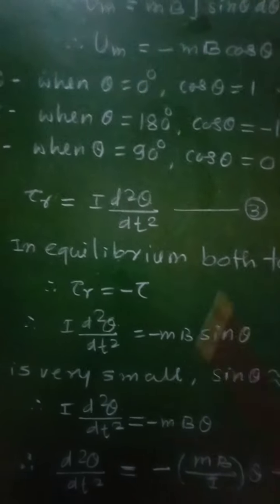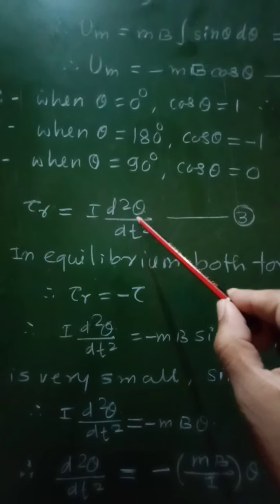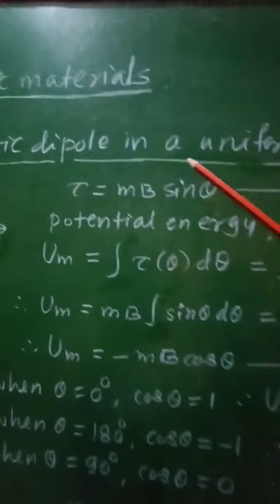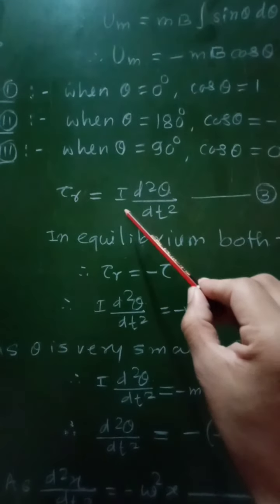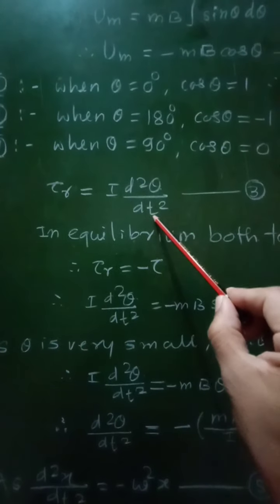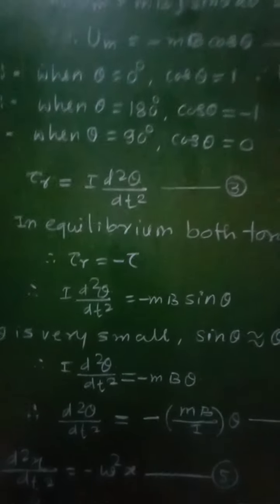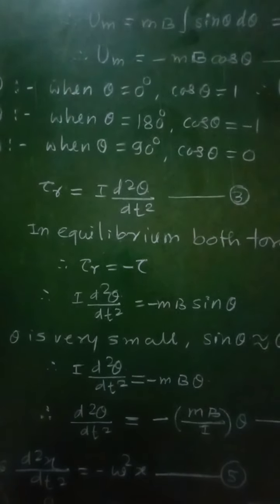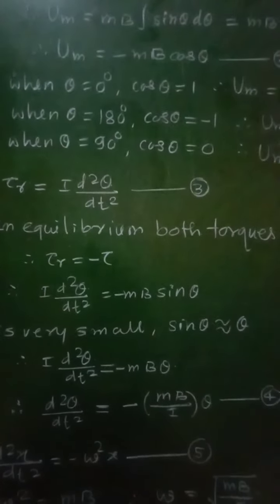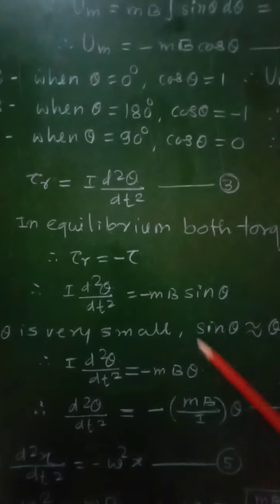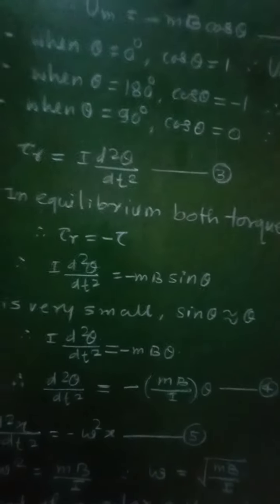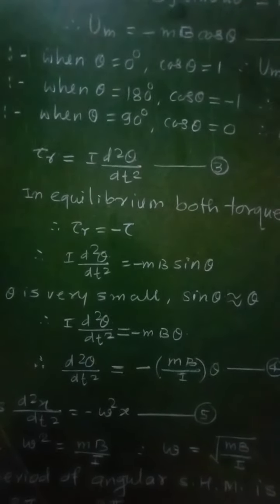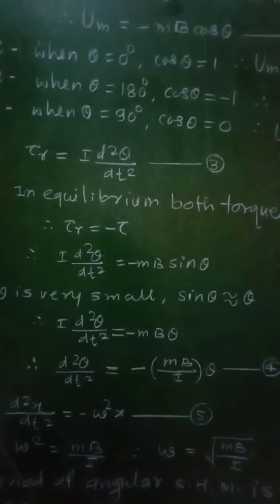Equation number 3 will represent the restoring torque, and equation 1 will represent the rotating torque. Now in this equation, I represents the moment of inertia of that bar magnet, and d square theta by dt square is the angular acceleration of that bar magnet. When the equilibrium condition is attained, both torques must be balanced, that is, the rotating torque must be equal to the restoring torque.